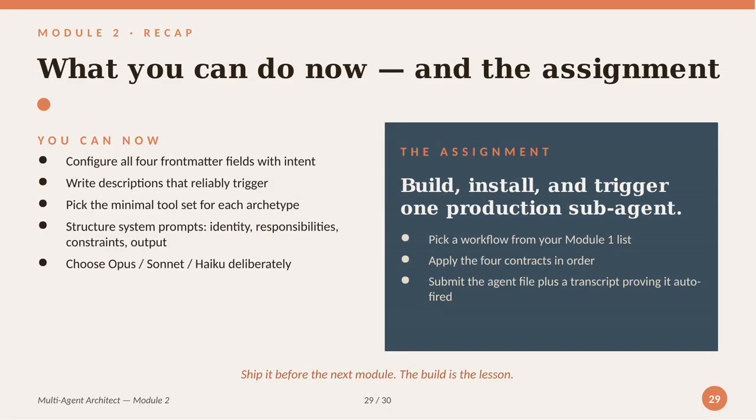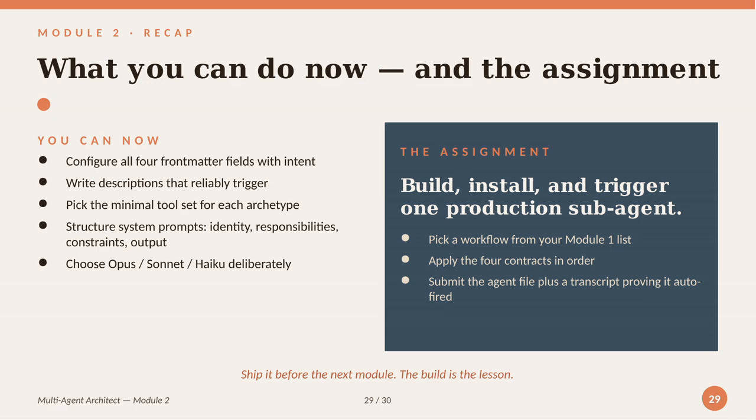By the end of this module, you can do 5 things you couldn't do an hour ago. Configure all 4 frontmatter fields with intent, not by reflex. Write descriptions that reliably trigger capability: when to use, when not to use, plus an embedded example. Pick the minimal tool set for each archetype, defaulting to read-only. Structure system prompts in 4 sections: identity, responsibilities, constraints, output. And choose Opus, Sonnet, or Haiku deliberately for each agent based on the answer space shape.